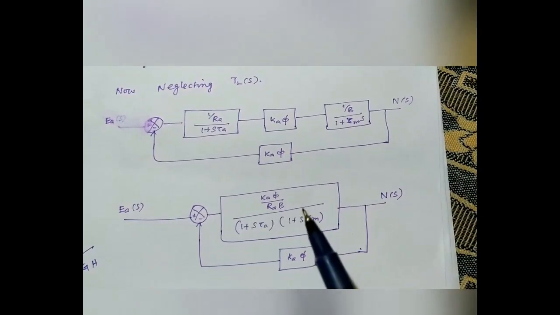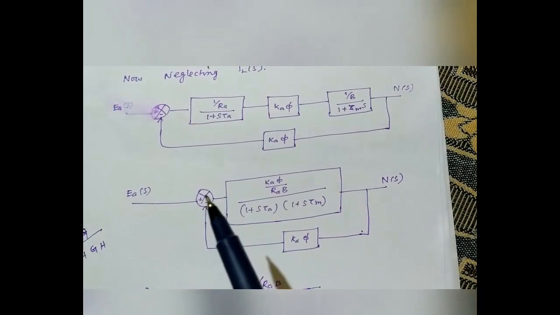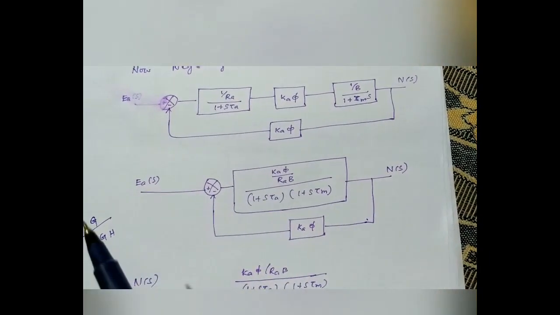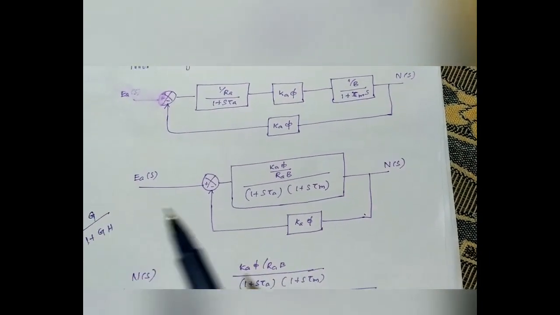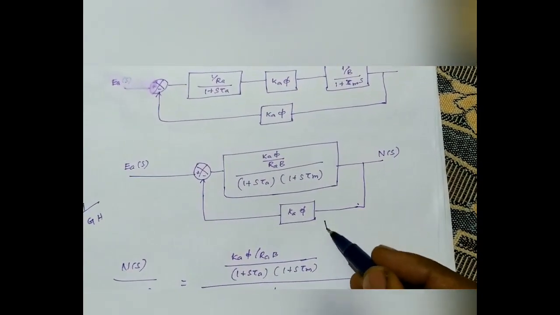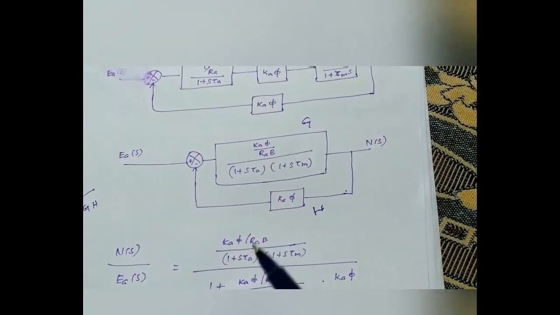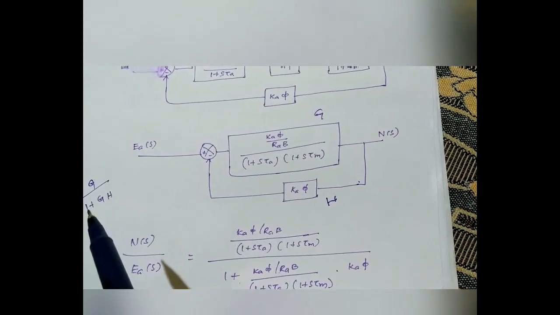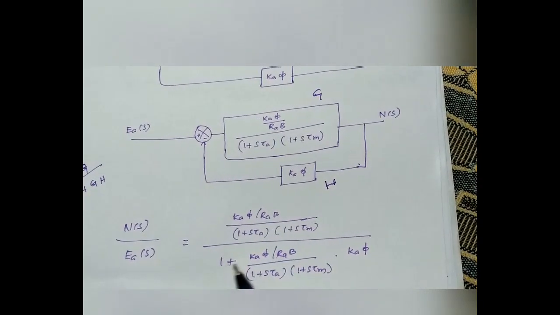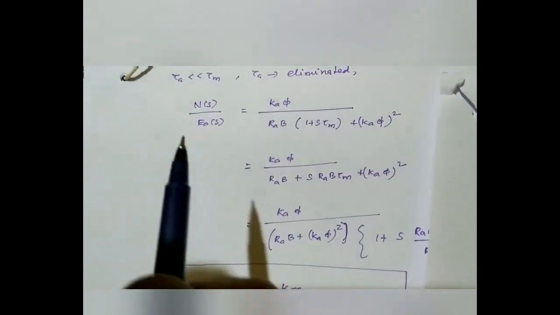Now these blocks are in cascade, which can be combined together to form one block. This is a feedback loop. Now by eliminating this feedback loop using the rule G divided by 1 plus GH, this entire thing is G and this is H. Applying G divided by 1 plus G into H.